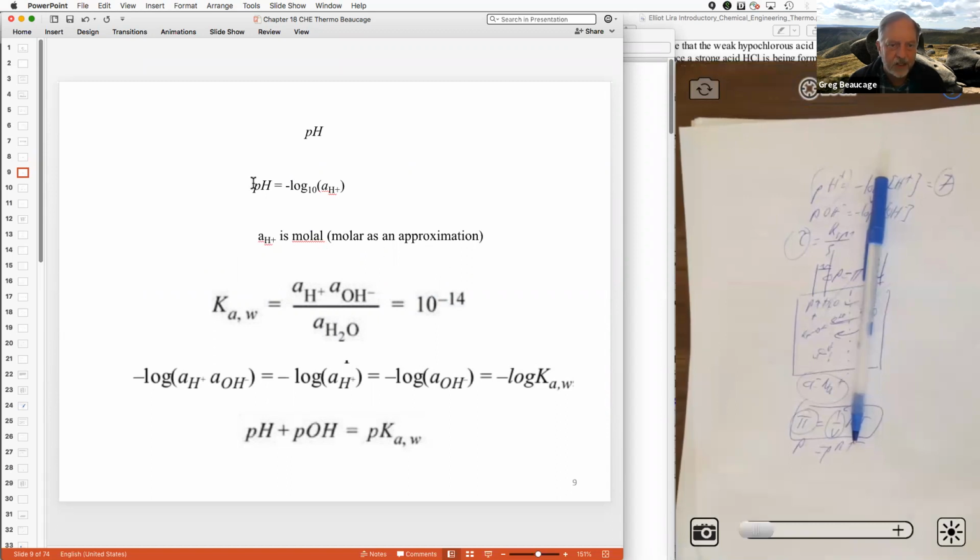So when you get pH, it's a mole, so that's moles per kilogram, right? It's not molar, in other words, moles per volume. Right?